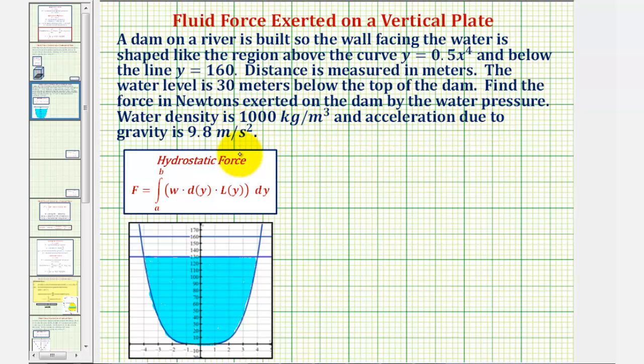We can find the total hydrostatic force using this integral here, where we have the integral of w times d of y times L of y integrated with respect to y from a to b, where w would be the weight density, d of y would be the distance below the surface as a function of y, and L of y would be the width of the dam as a function of y. Before we set this up though, let's explain why this works.